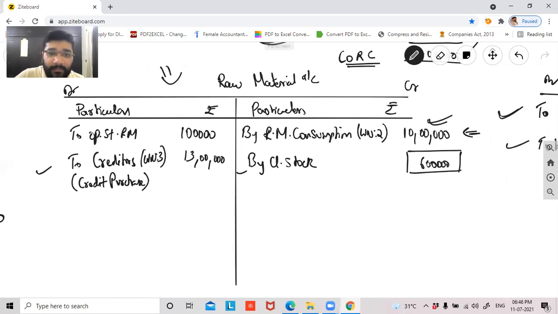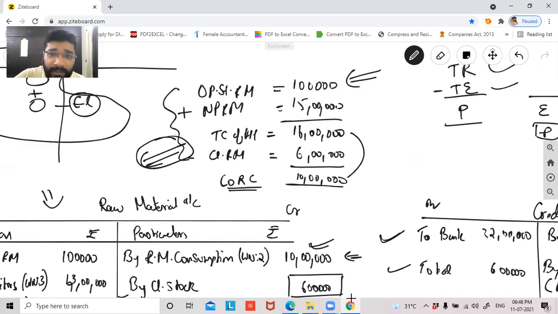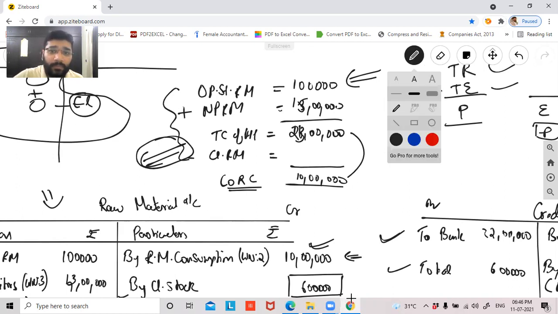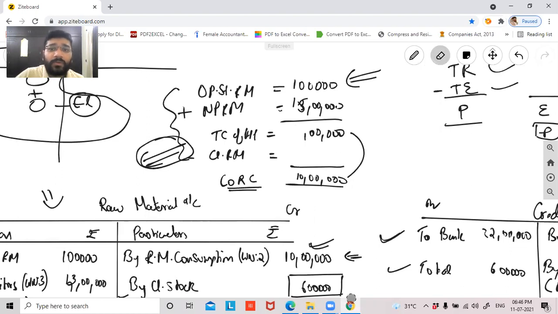This is 13 lakh. So let me change it here also. It is 13 lakh. So 10 plus 13 is how much? 23. 23 minus 10 is? So opening stock is 1 lakh. So 15 plus 1 is 16 lakh, correct? No, 13 plus 1, 14 lakh. Sorry.